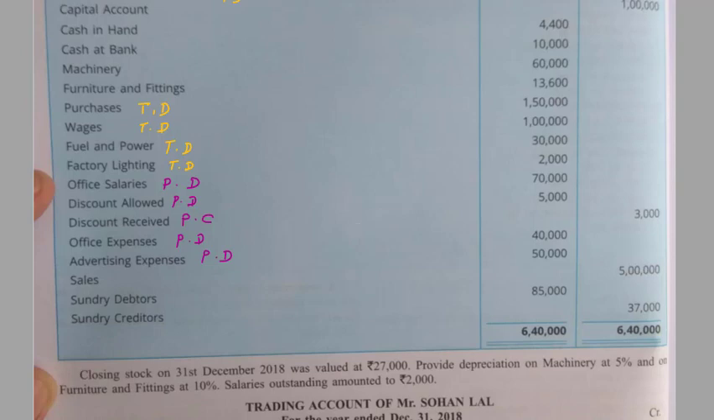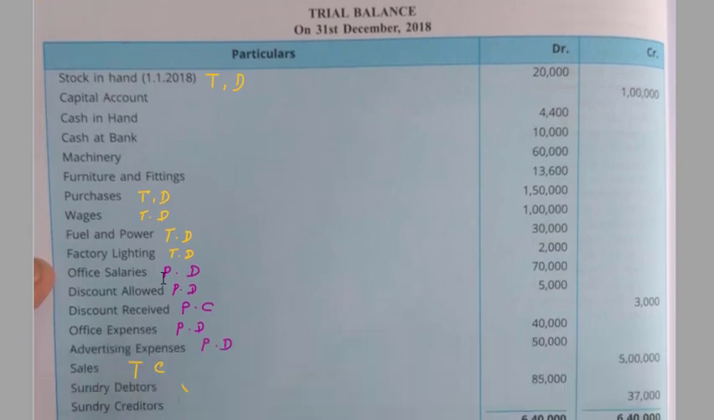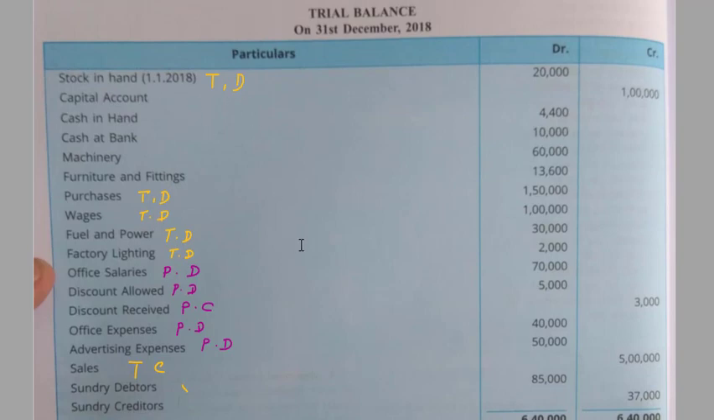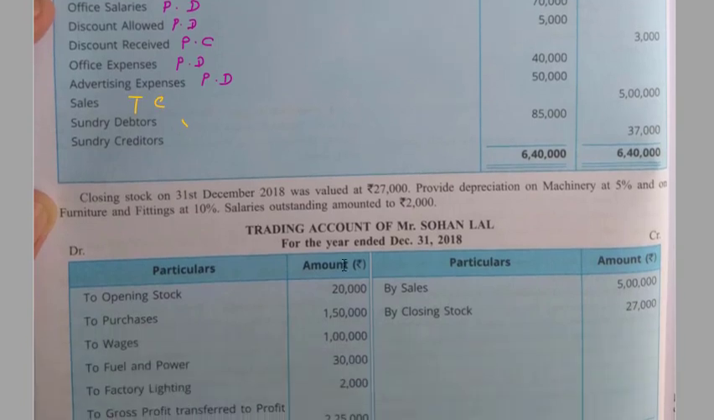Sales, so what is sales? Sales you will write in the trading account, on the credit side. Sundry debtors and sundry creditors we have not seen so far. So these are the items that we will include in the trading account and profit and loss account. The items which we have not marked here may be part of the balance sheet, which we will see afterward. Now, closing stock, something else is given.